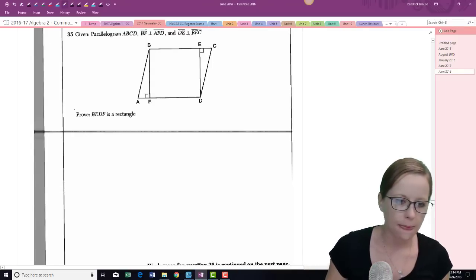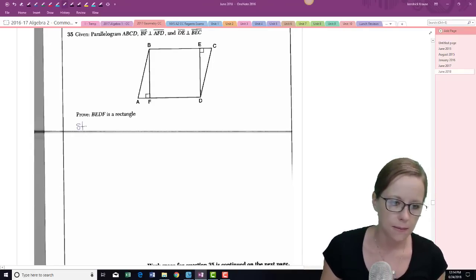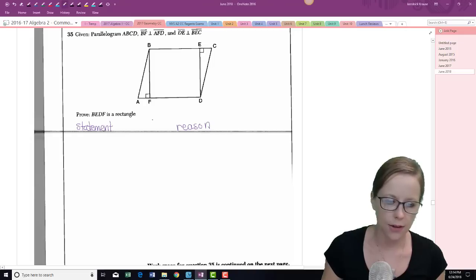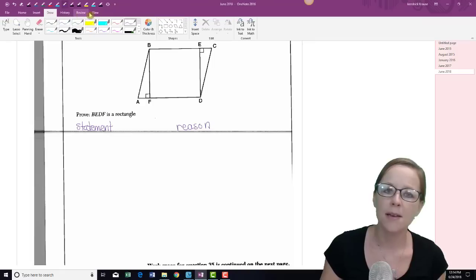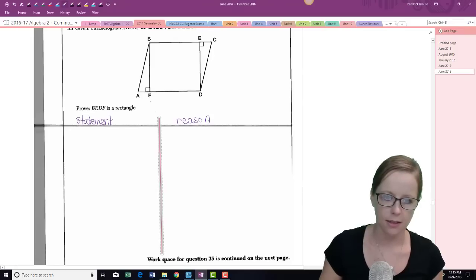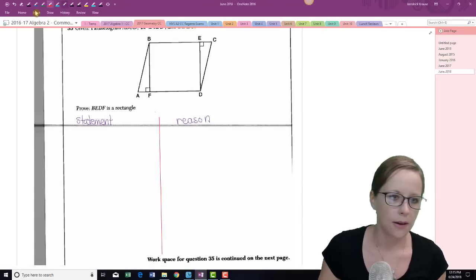So let's see. We have statements. I like that this little line showed up. Statement, reason, and since we know my lines are not very straight, I'm not even gonna, oh, maybe this time this will work, right? Oh, look at that. Isn't that nice for once? Okay.